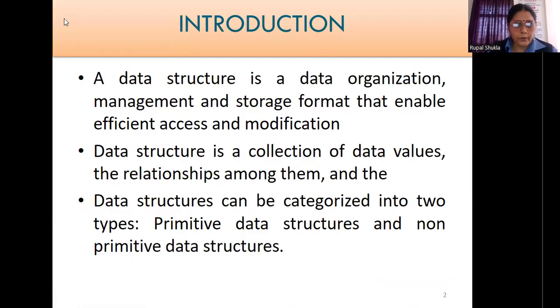Now, introduction of data structure. Data structure is a data organization, management, and storage format that enables efficient access and modifications. Data structure is the collection of data values, the relationships among them, and data structure can be categorized into two types: primitive data structures and non-primitive data structure.